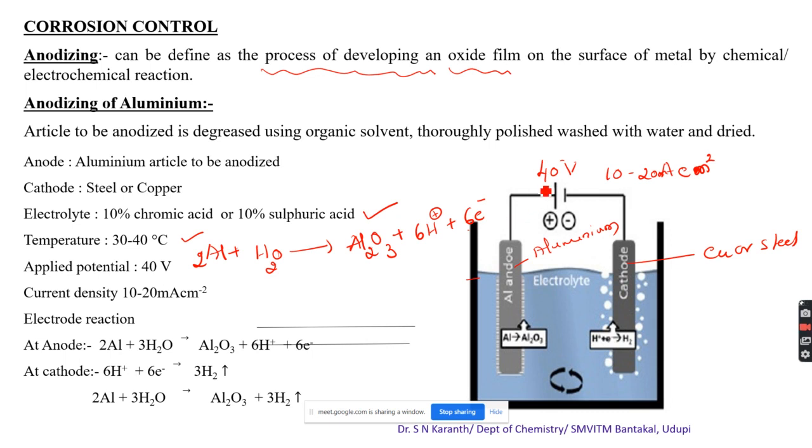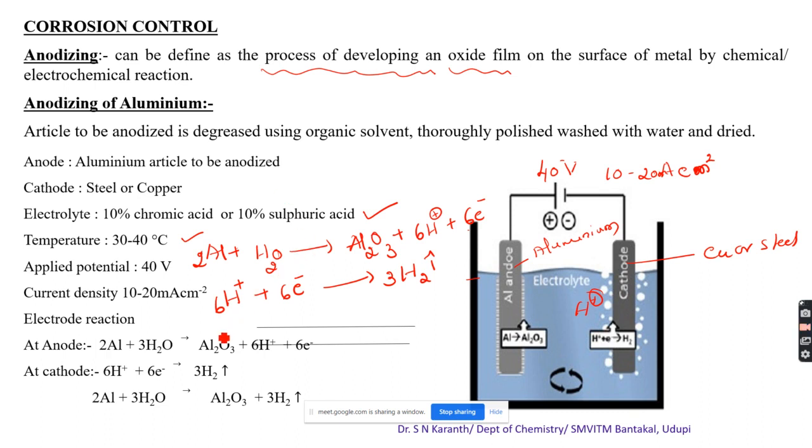And what is the possible cathode reaction? These liberated electrons usually migrate towards the cathode. And here the acid is already present, that is H plus ions, and these H plus ions take electrons and liberate hydrogen. It's an easy cathode reaction. Six moles of H plus combine with 6 moles of electrons and liberate 3 moles of hydrogen. So this is a possible cathode reaction.